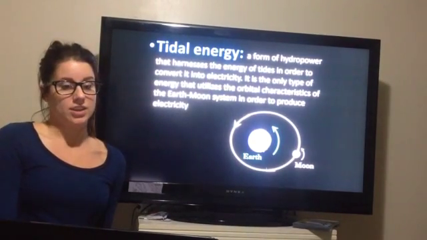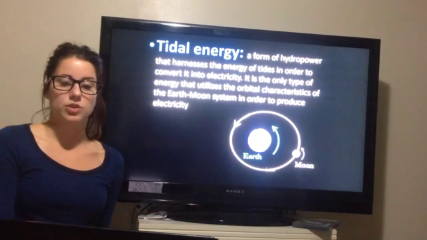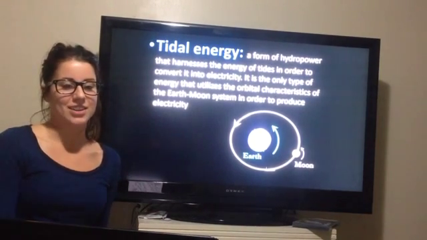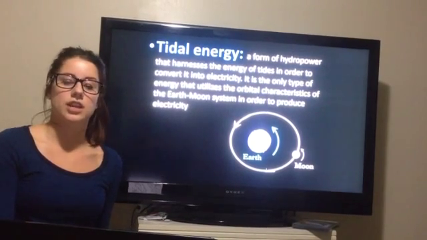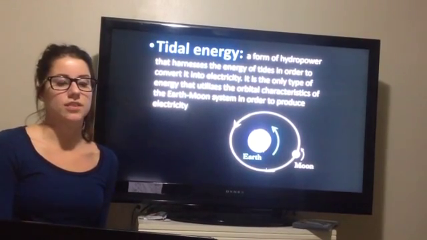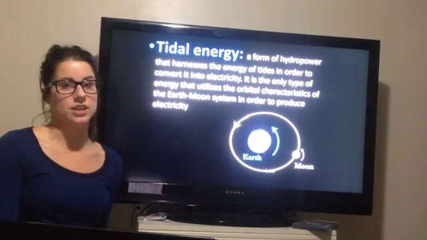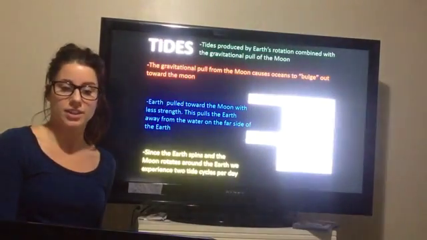So what is tidal energy? Tidal energy is a form of hydropower that harnesses the energy of tides in order to convert it to electricity. It is the only type of energy that utilizes the orbital characteristics of the Earth-Moon system in order to produce electricity. So how do the tides work?